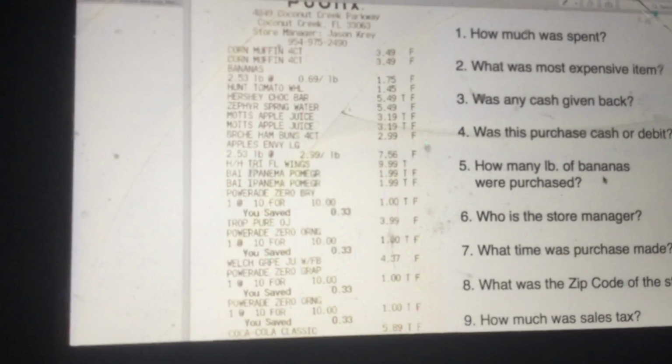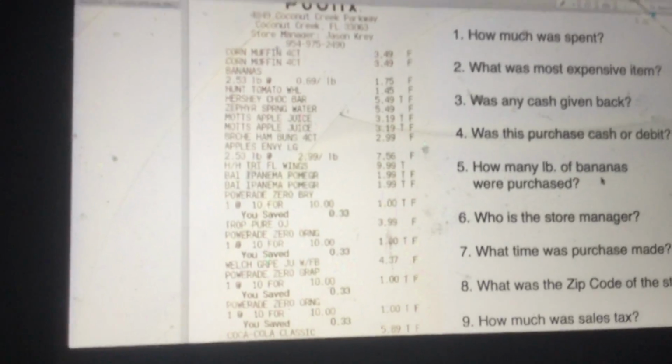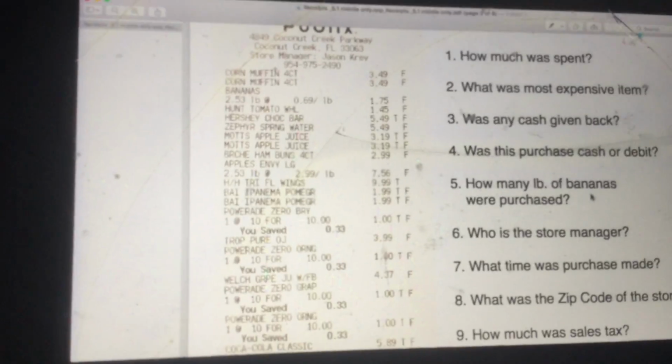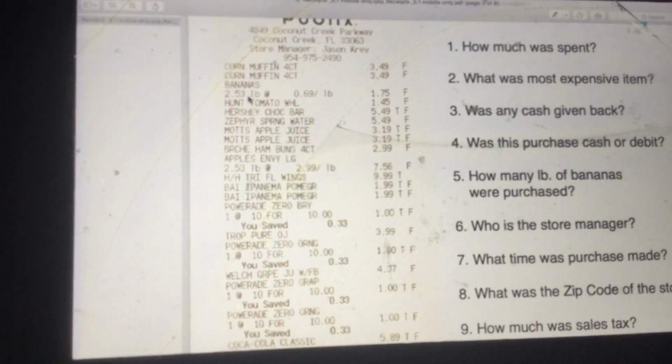So guys, this is the Publix. This one is from Publix. So they are bananas. They cost, and they also are.